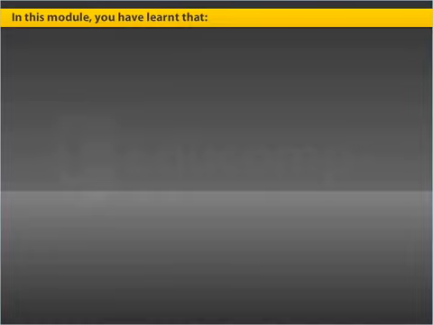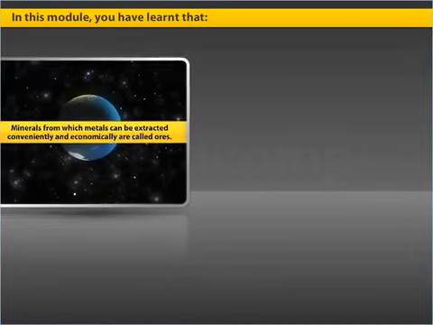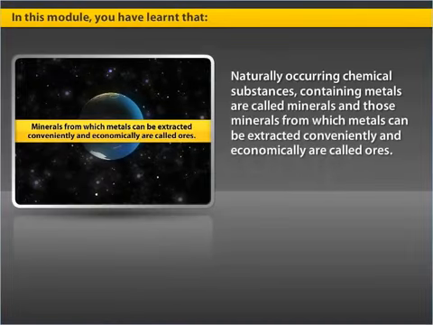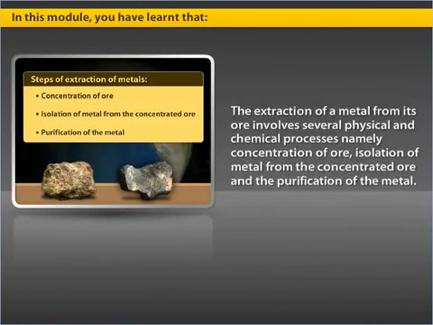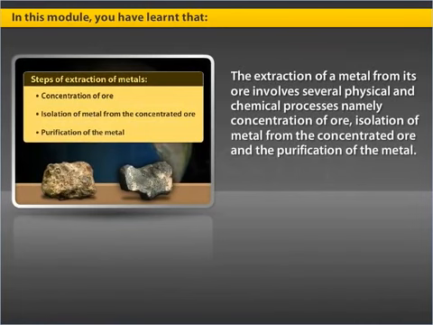In this module, you have learned that naturally occurring chemical substances containing metals are called minerals, and those minerals from which metals can be extracted conveniently and economically are called ores. The extraction of a metal from its ore involves several physical and chemical processes, namely concentration of ore, isolation of metal from the concentrated ore, and the purification of the metal.